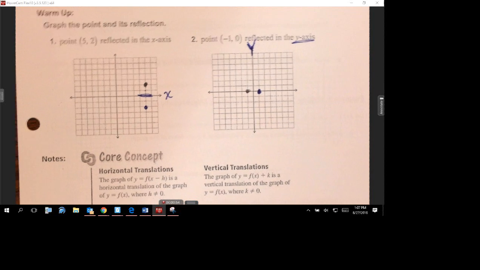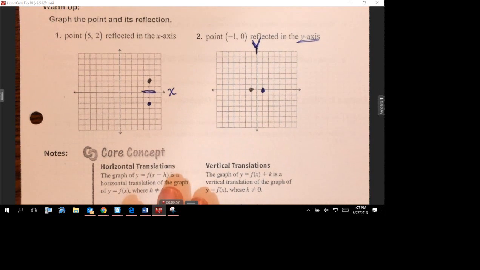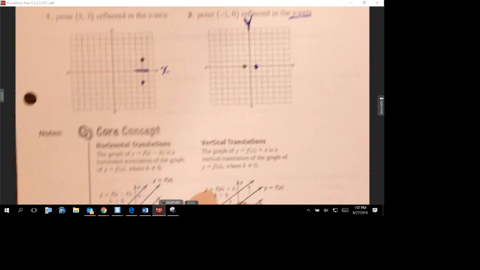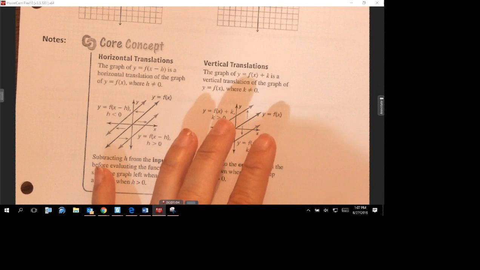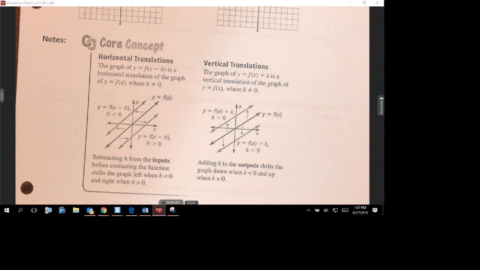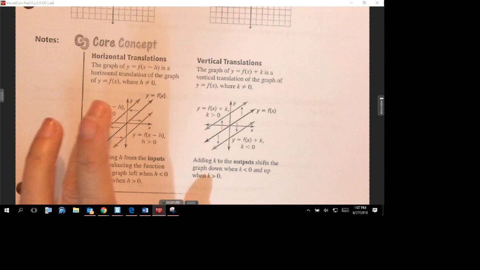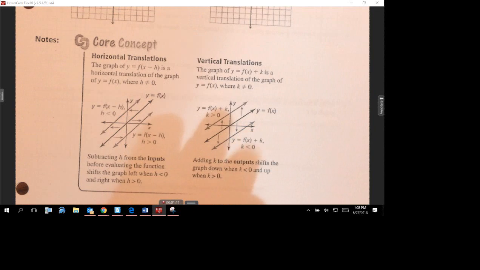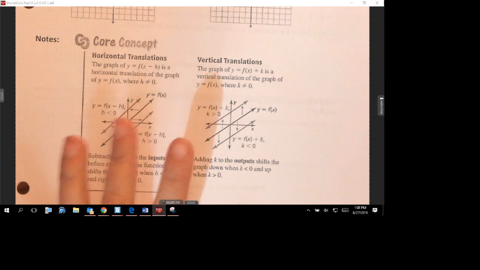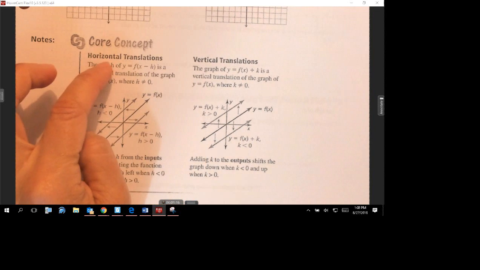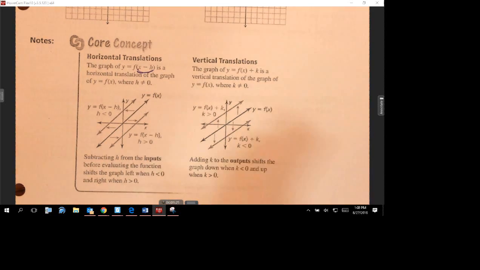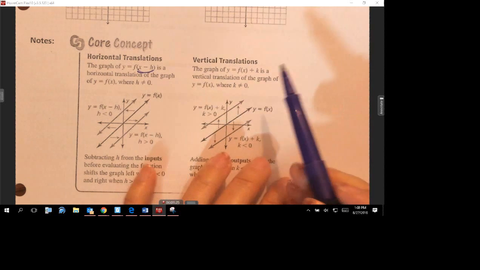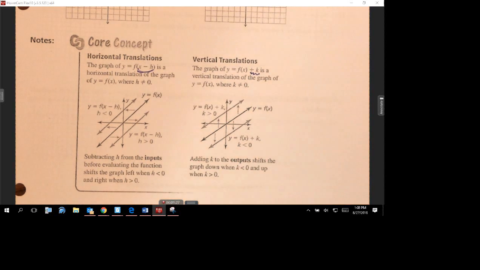Now, today we're going to review horizontal and vertical translations. And we're going to review reflections, which we've already covered. But instead of doing them graphically, we're going to write equations today. Okay? So this is a quick review: when we do horizontal translations, the minus h or plus h is inside of the function itself. For vertical, it's on the outside of the function.